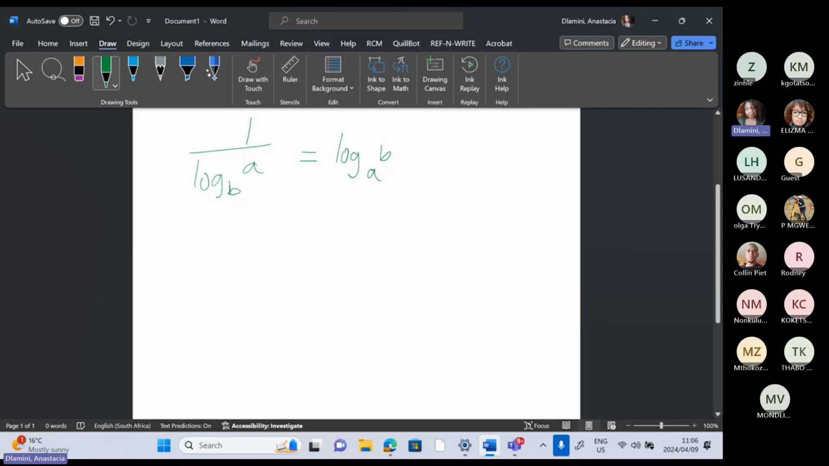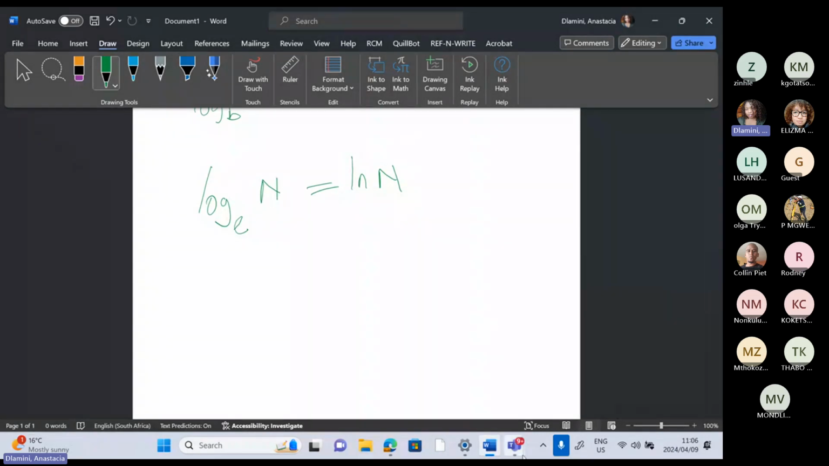Now, they say the logarithm of a number to base e, meaning that if you have a log of any number n to base e, then that is just equal to ln of n, which we call the natural logarithm. Are we all together thus far? Yes, ma'am. Now, these are the three important laws.